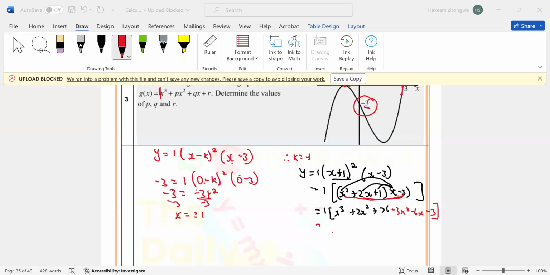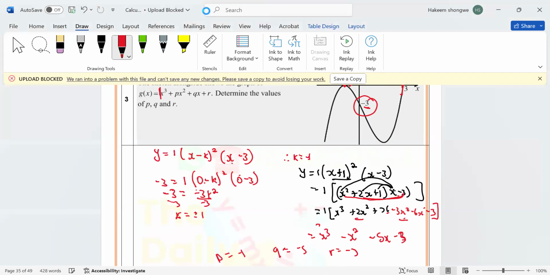All right, so we have x cubed. And then we have this one which goes with this one, and they give us minus x squared. And then this one and this one give us minus 5x minus 3. Therefore, p is minus 1, q is minus 5, and r is equal to minus 3. And then you are officially done with this one.